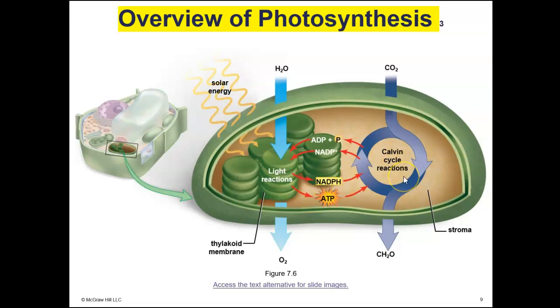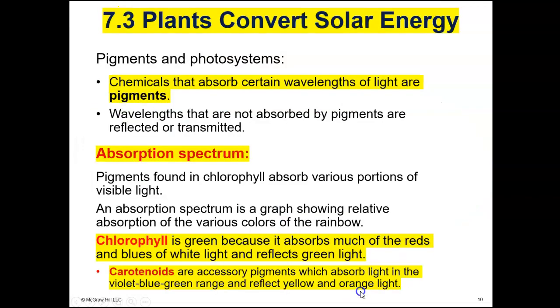Then the Calvin cycle reactions use the energy from NADPH and ATP to convert carbon dioxide into glucose or some other carbohydrate. And these Calvin cycle reactions occur in the stroma of the chloroplast, which is the fluid that surrounds the thylakoids.